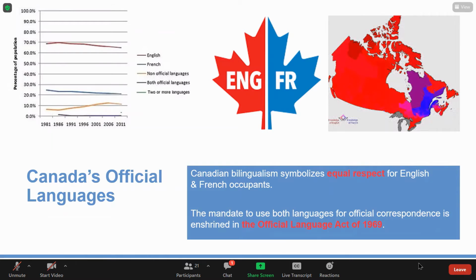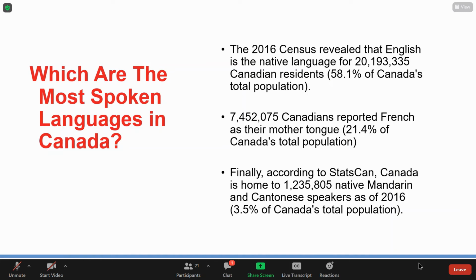All right, so that is another thing. So the most spoken languages in Canada. This is based on the 2016 census. So it's probably the same ratings, maybe with higher numbers, but probably the same list. The highest one is English, spoken by 58% of the population. The second most spoken language is French, at 21%, almost a quarter of the population. And the third most spoken language in Canada is Mandarin and Cantonese, which about 3.5% of the population speak.